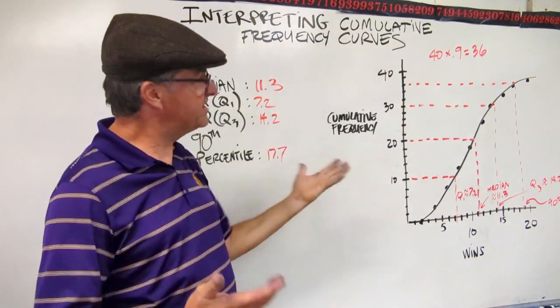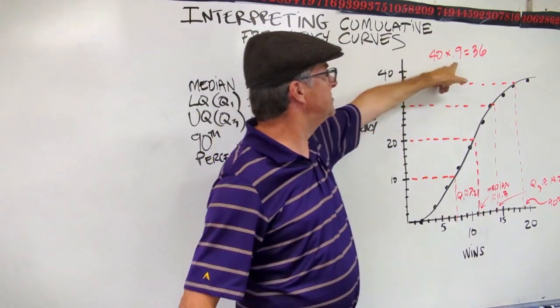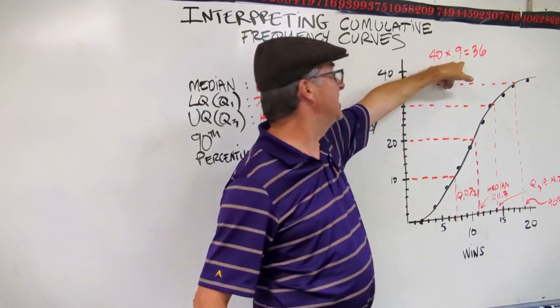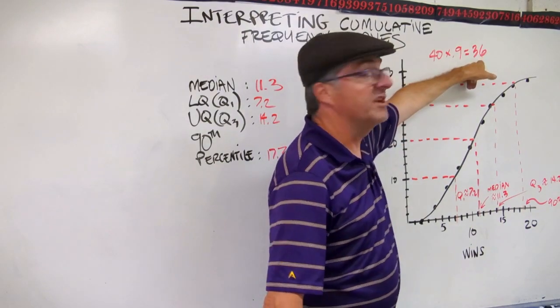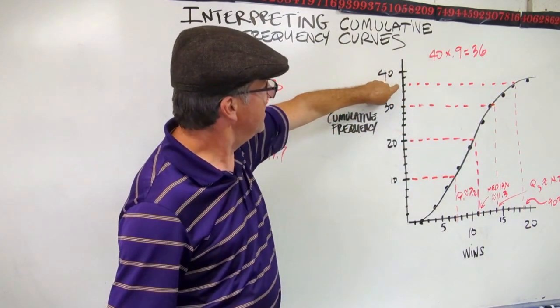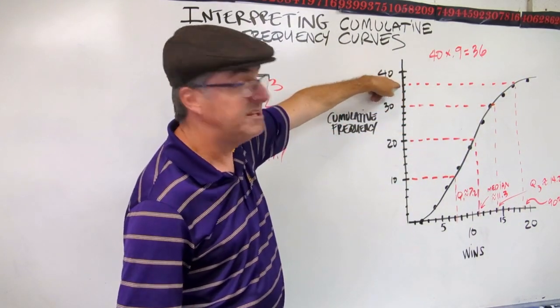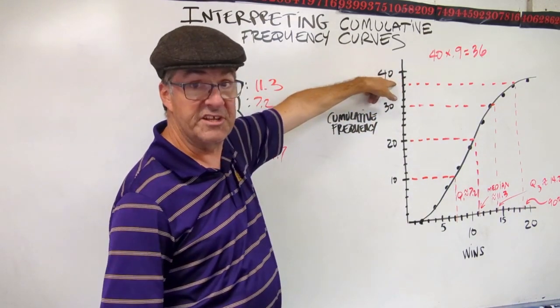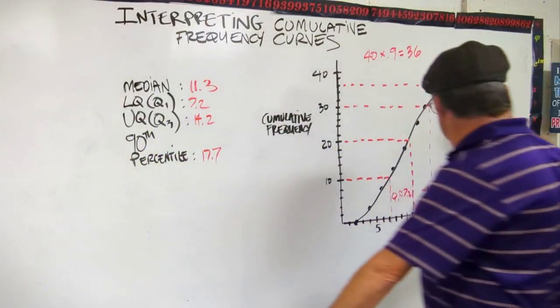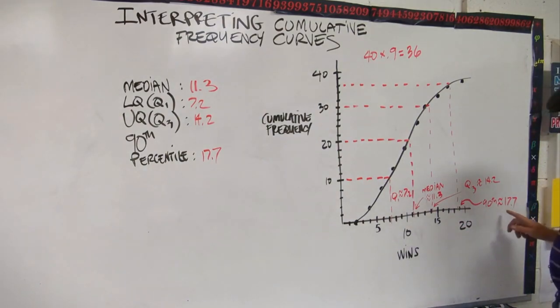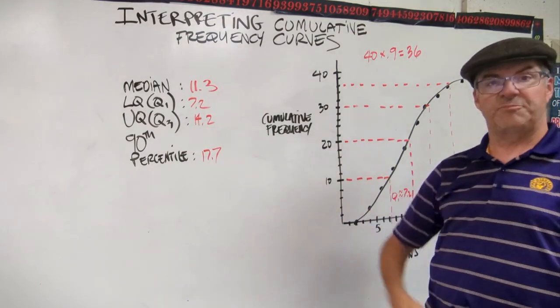So what I did here is a pretty simple calculation. I just did 40 times 0.9. 0.9 is 90%, so 0.9 times 40 gives me 36. So that tells me that my 90th percentile occurs at my cumulative frequency of 36. So then I just traced across with that one, and I got my 90th percentile of 17.7, which I put right there.